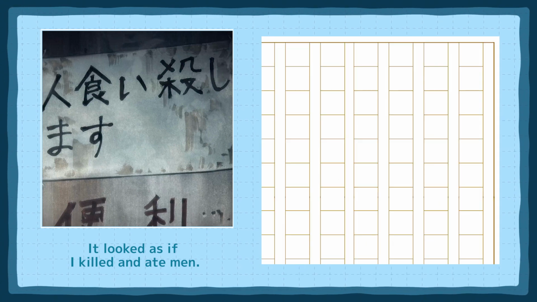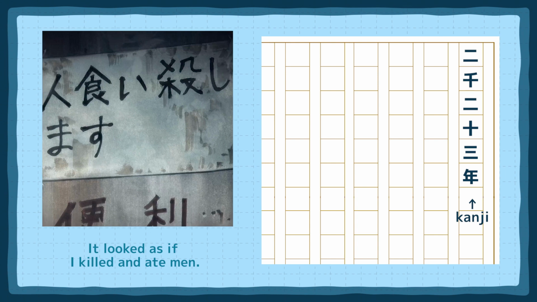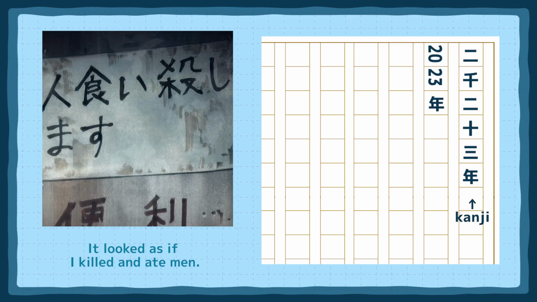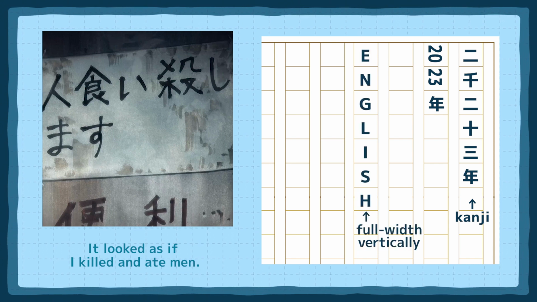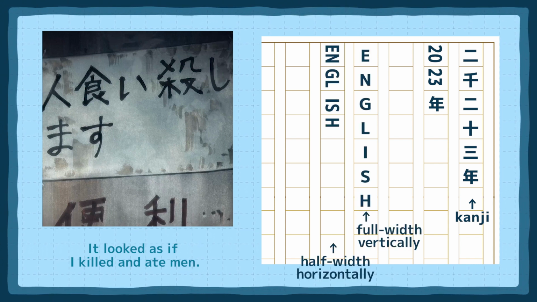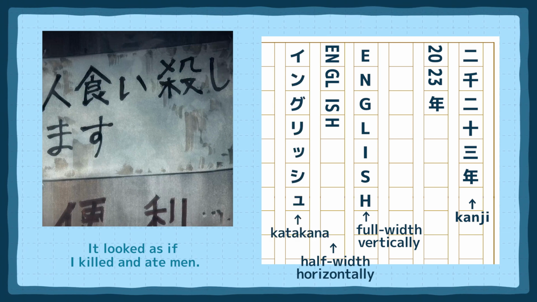In vertical writing, as for numbers, you should use kanji instead of Arabic numerals. Some people say it's okay to use Arabic numerals like this, same as horizontal style, but not many are seen. For alphabet, use full width in vertical writing or half width like horizontal style. Some people translate phonetically to katakana and use that. Okay, these are the basic symbols, kigo, and rules.